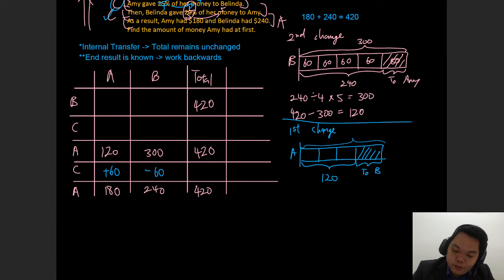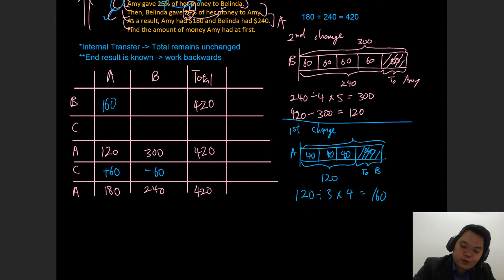So when this is the case, you want to just take 120 divided by 3 blocks. Every one of this block would represent 40. Then multiply it by 4. This would give you 160. Okay? So how much did Amy have at first? The answer is just $160.